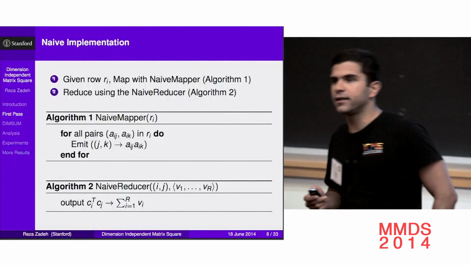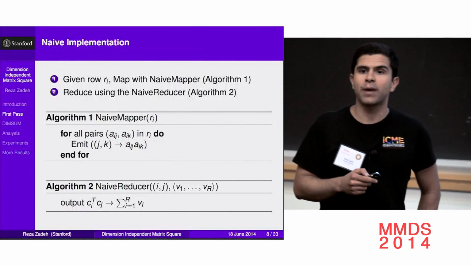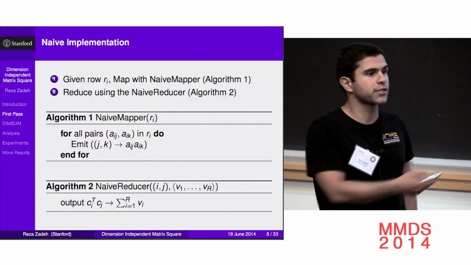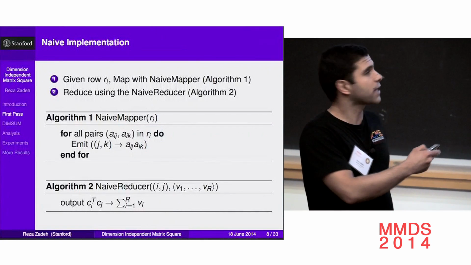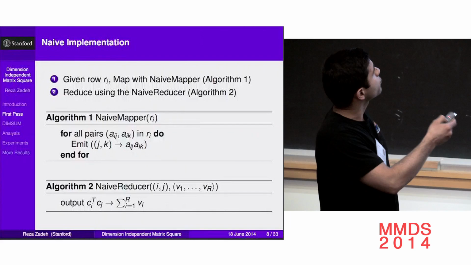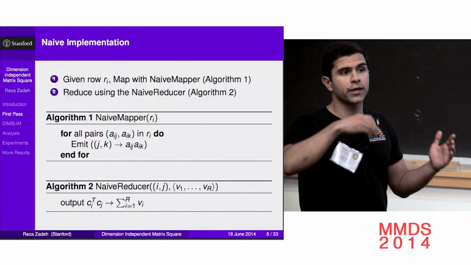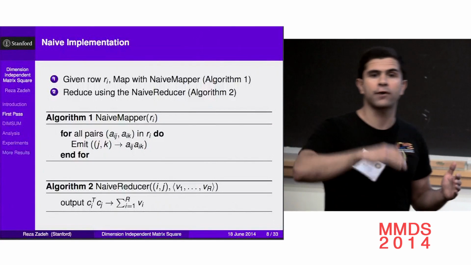You go into any simple interview that expects you to know MapReduce, and they ask you to compute A transpose A, this is what you would do. Okay, there's nothing fancy going on here at all. The rows of the matrix are being given to the mappers. So the rows are sparse.